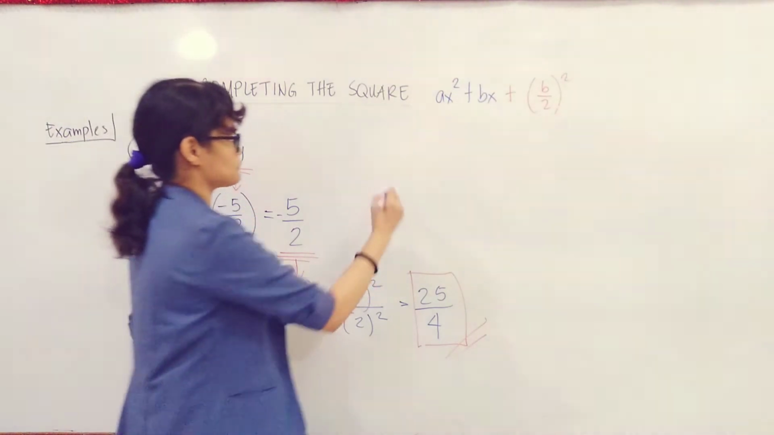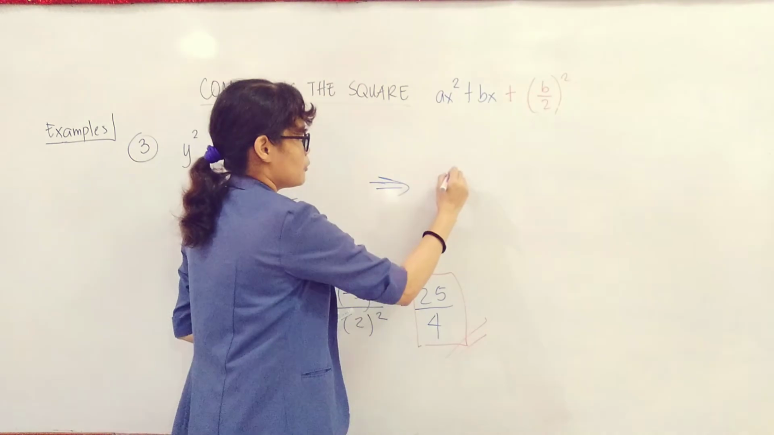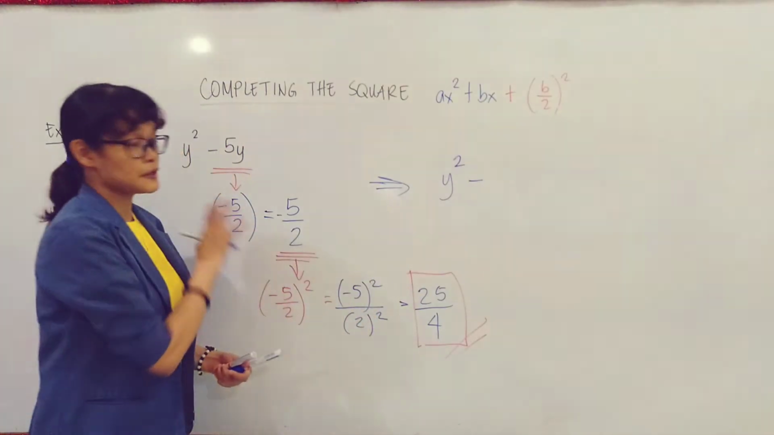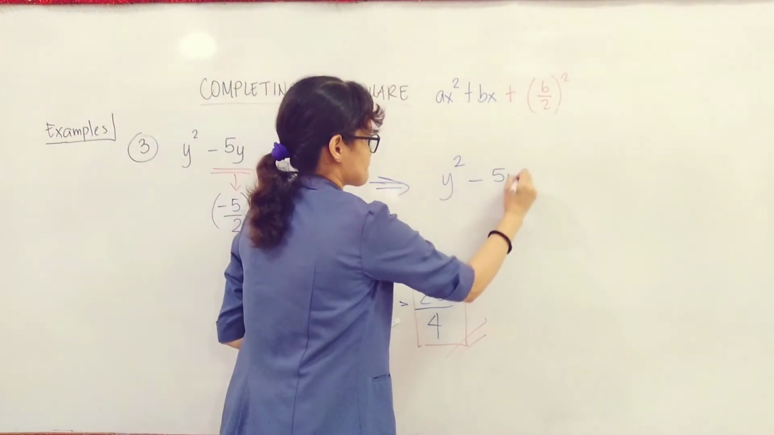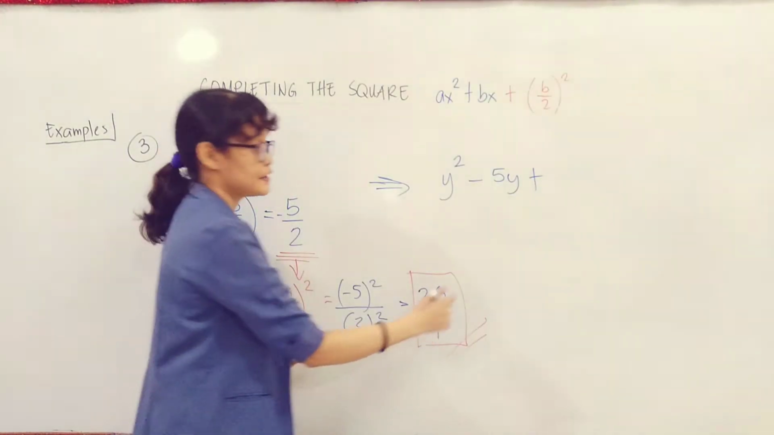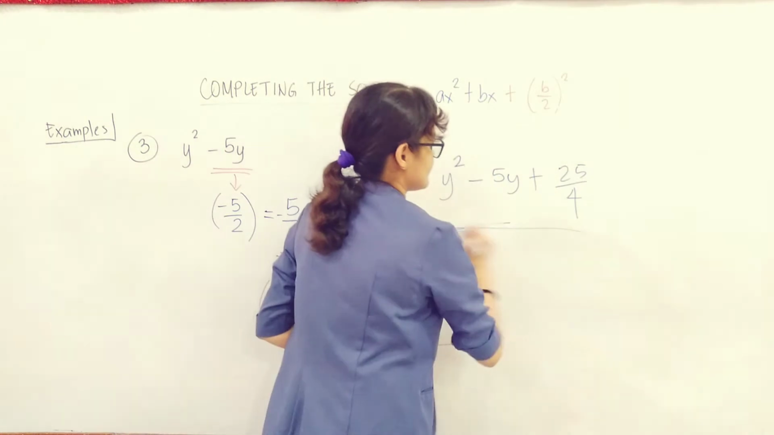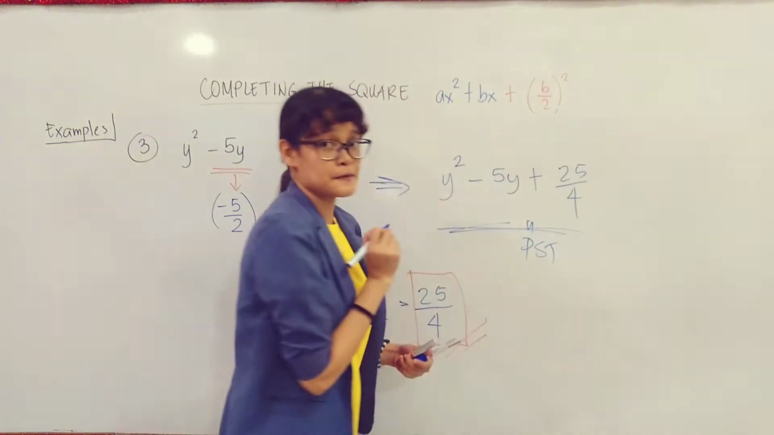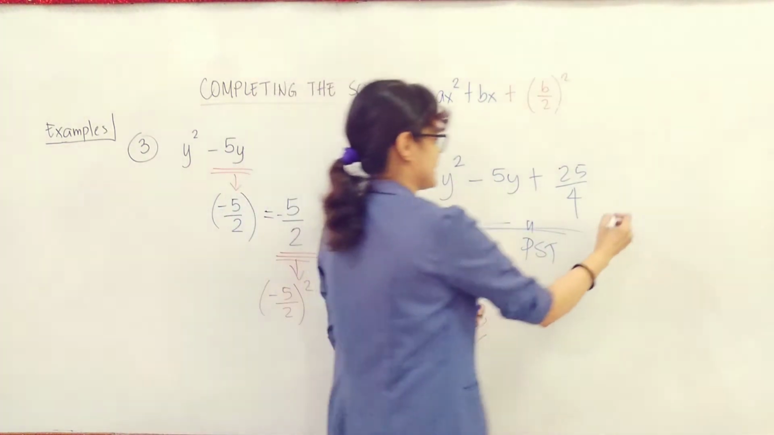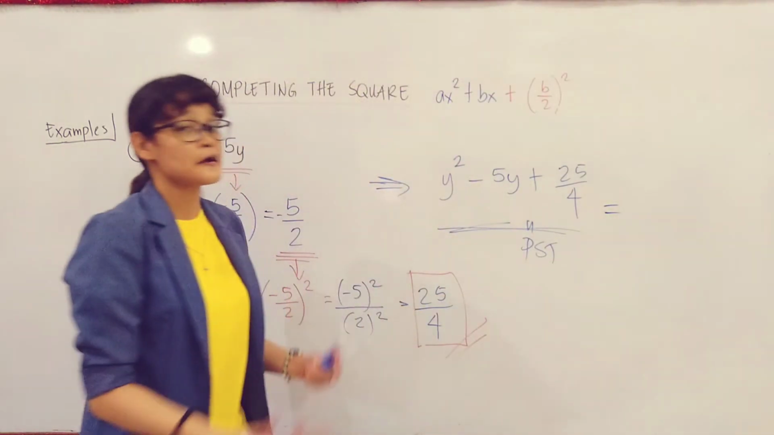So, that gives us, right, so you have y squared minus 5y plus this number. You have 25 over 4. And this is again a PST. Right? And since it is a PST, you can rewrite it in its factored form.